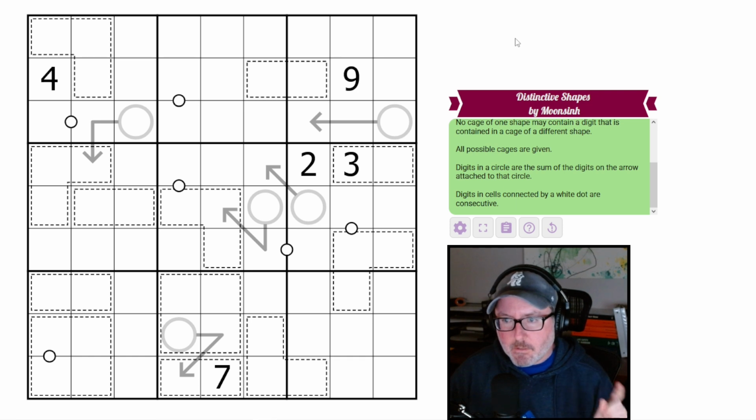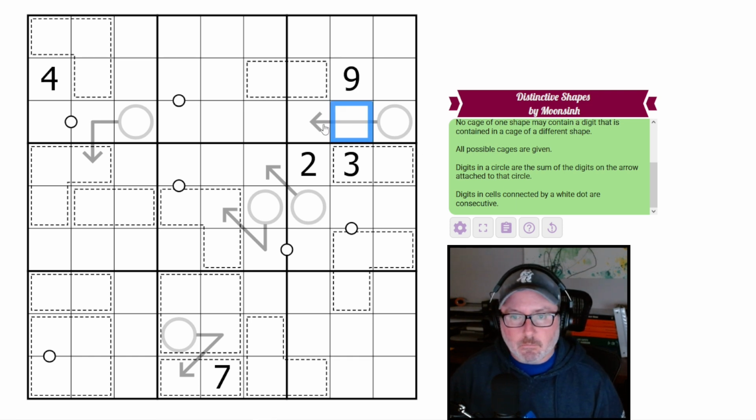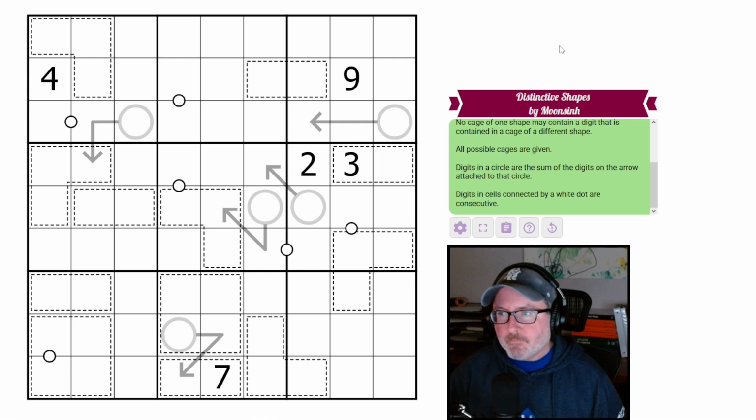Digits in a circle equal the sum of the digits on the arrow attached to that circle. So this is normal arrow rules. So whatever these 2 digits are when you add them up is going to be what this digit is. And what else? Digits in cells connected by a white dot are consecutive. So this is a partial kropki type of situation. So these 2 digits are going to be consecutive, these digits consecutive, etc., etc. So those are the rules.